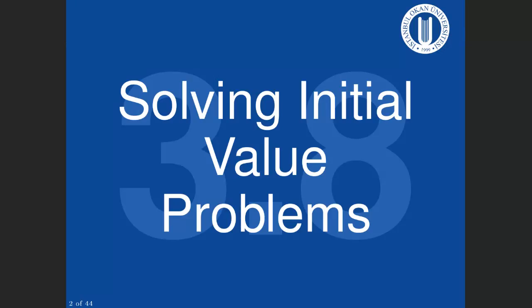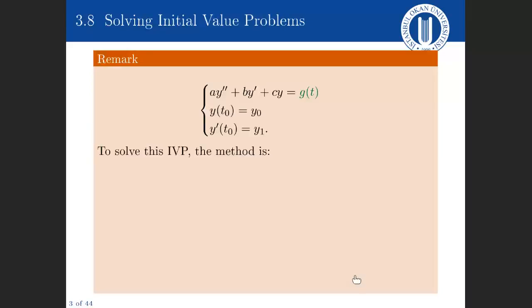So let's solve some initial value problems. We're going to be looking at things like this: a y double prime plus b y prime plus c y is equal to g(t), where a, b, and c are numbers and g is a function. And we will have two initial conditions: y at some time t0 is equal to y0, and y prime at some time t0 is equal to another number, y1.